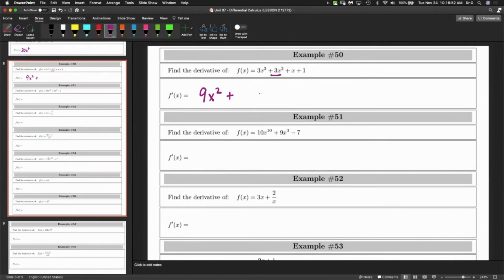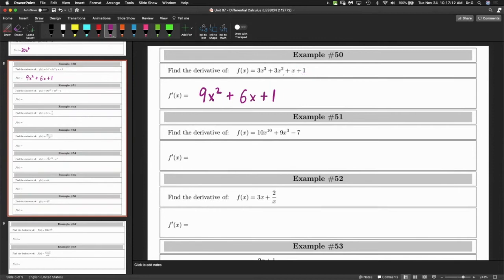Take the 2 and bring it down and multiply by 3 to get 6. And then take away 1 from 2 to get 1. There's no need to write the 1 there. Finally, we have x plus 1. You can think of this as the slope of the line y equals x plus 1, which is 1.